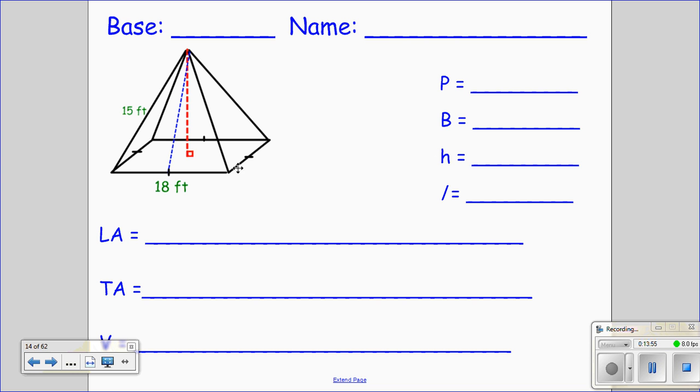And on our last example, again, we have our base is a square. And it just so happened that all these pyramids have the same type of base. But it's not always the case. So make sure you understand that the perimeter and the area will change depending on the base figure that you have. So be careful. So again, it's a square pyramid.